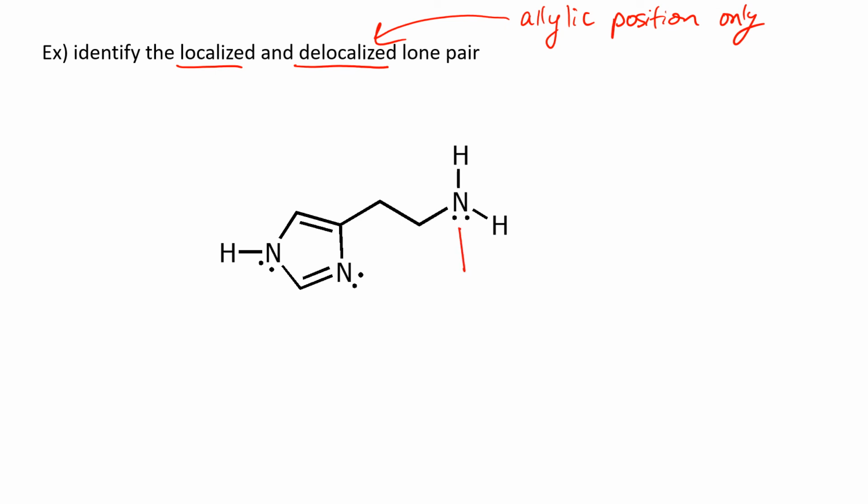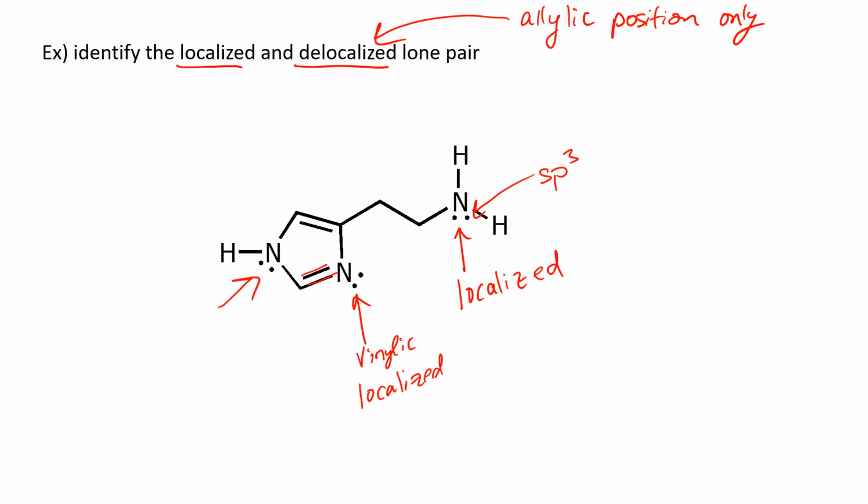All right, let's start here. That lone pair, it's not adjacent to a pi system. It's definitely not on an atom in a double bond or pi bond. So it's nothing. It's not allylic, it's not vinylic. So this is localized. This lone pair happens to be in an sp3 orbital. Let's take a look at this lone pair. Well, it's on an atom involved in a double bond or pi bond. So we'd say that this is in the vinylic position, therefore it is localized. It will not participate in resonance.